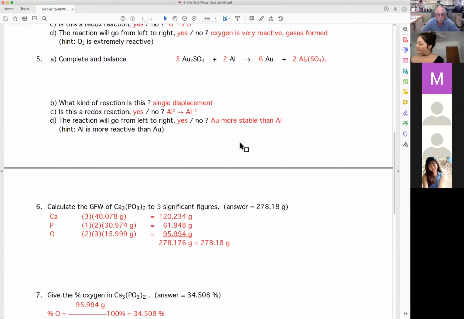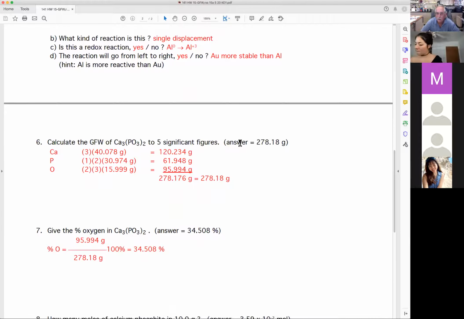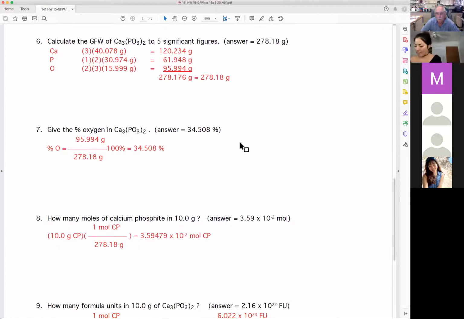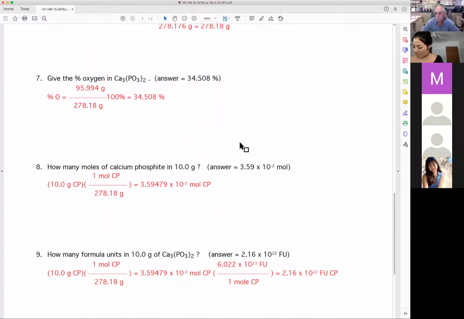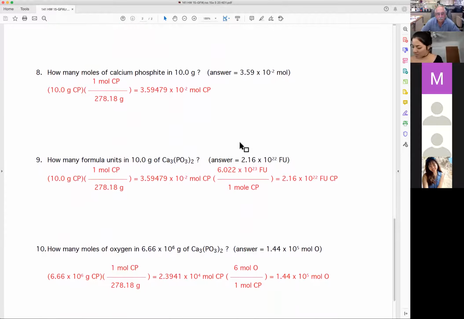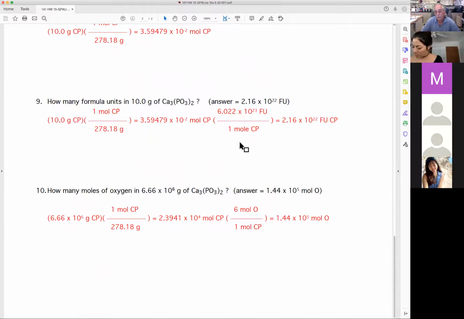No. What about the math part? The math for this one is simple. Keep in mind that you have only 3 conversion factors, right? Yeah.